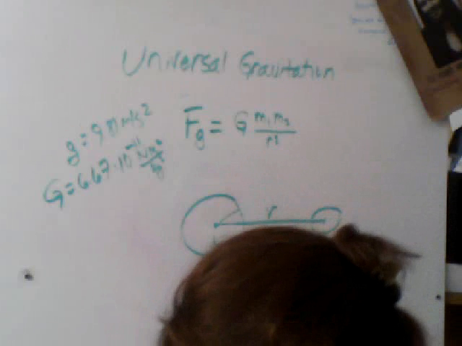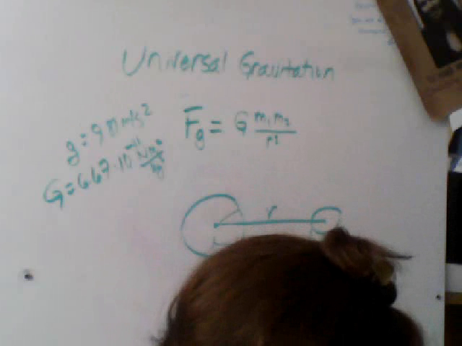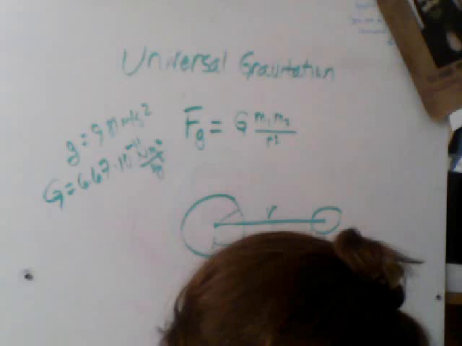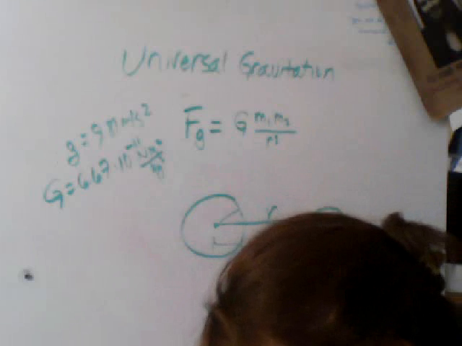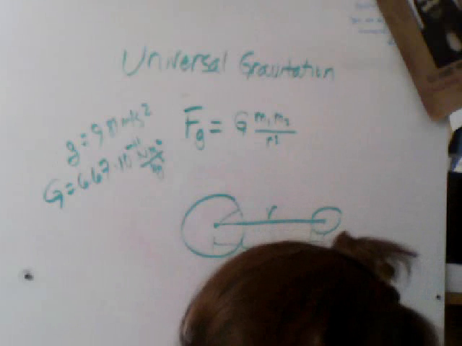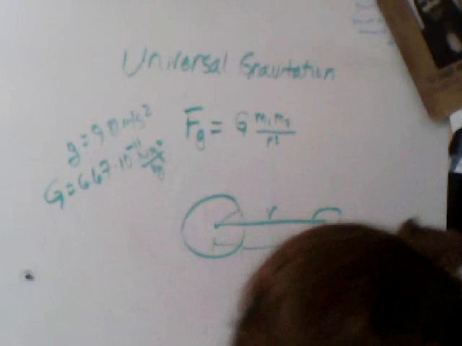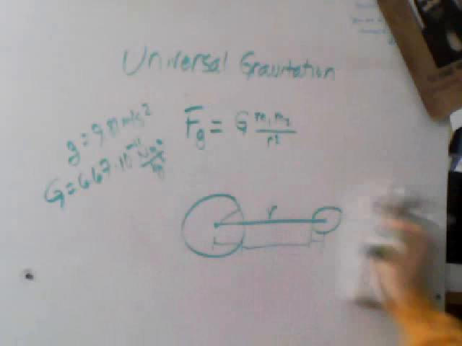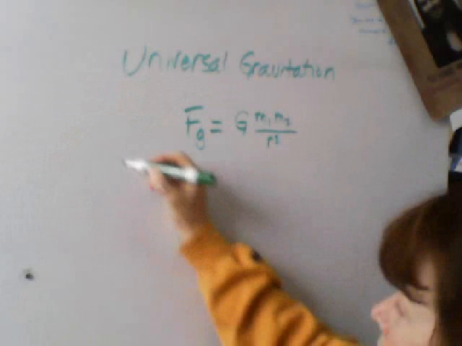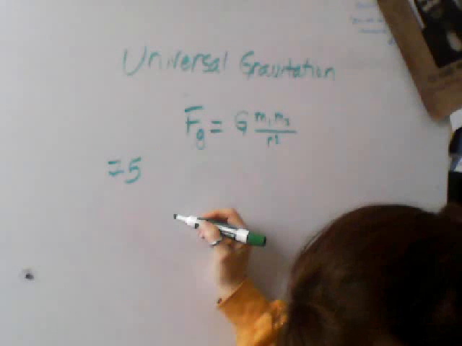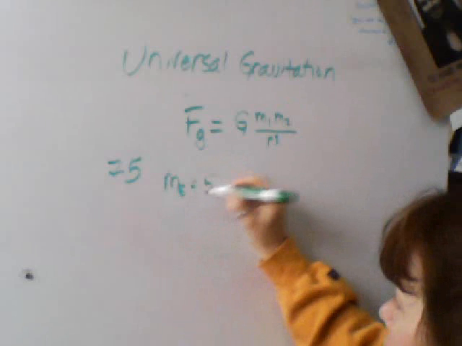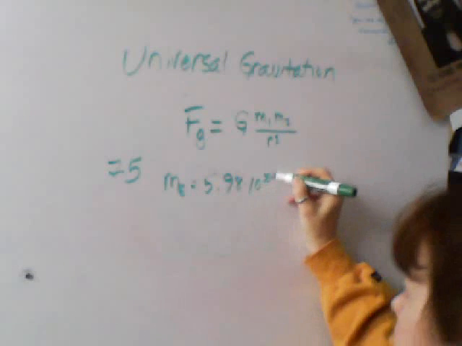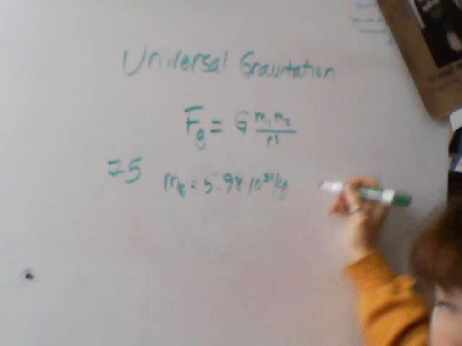Okay, so let's use this. We'll look at On Your Own 7.5, which talks about the gravitational force between the moon and the Earth. They give us the mass of the Earth, which is 5.98. We're going to be dealing with some big numbers here, obviously. Mass of the Earth, and the mass of the moon.